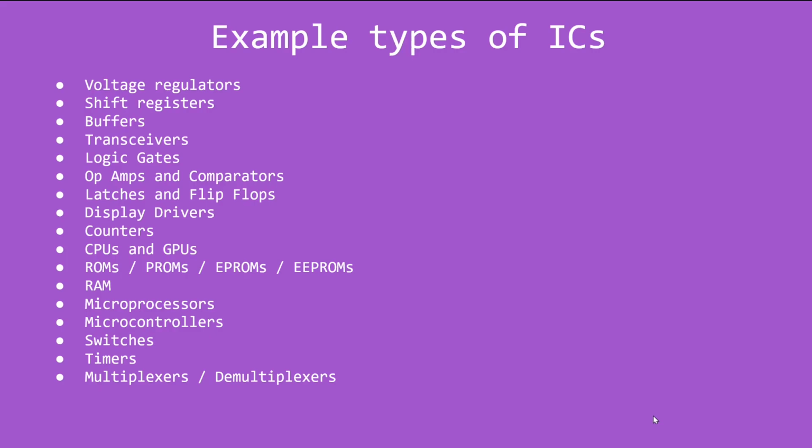Now, in terms of types of ICs, and this is definitely not an exhaustive list, you've got voltage regulators, shift registers, buffers, transceivers, logic gates, op amps and comparators, latches, flip-flops, display drivers, counters, and then even CPUs, GPUs, NPUs, etc. They're all still ICs. And then memory chips, RAM, ROMs, PROMs, EPROMs, EEPROMs, and again, microprocessors, microcontrollers, switches, timers, multiplexers, demultiplexers, and as I just said, this is not an exhaustive list.